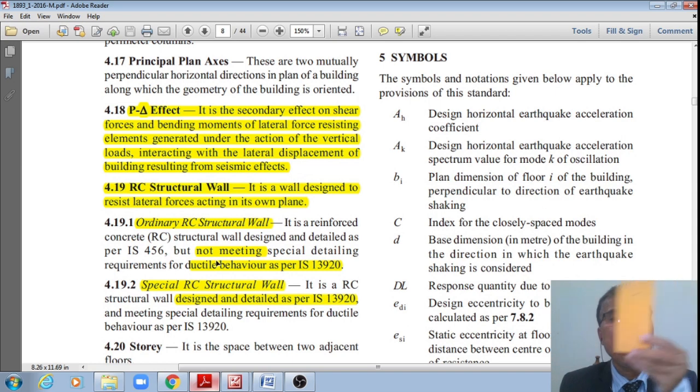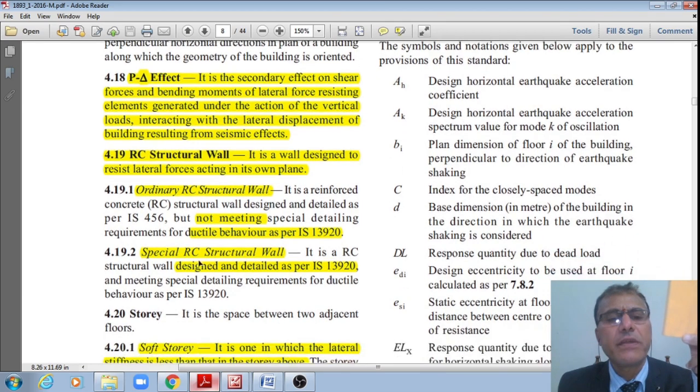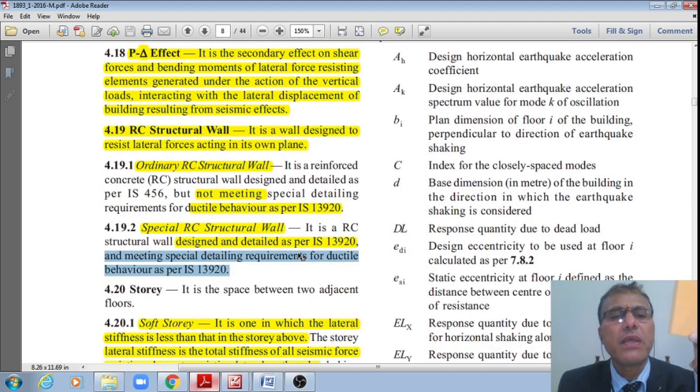It is a reinforced concrete RC wall designed and detailed as per IS 456, but not meeting the special ductility detailing as per IS 13920. Then that is what is called an ordinary RC structural wall. Whereas if it is meeting the ductility requirements as per IS 13920, then that is what is referred to as a special RC, reinforced concrete structural wall, right? There is a difference between ordinary and special RC structural walls, right?